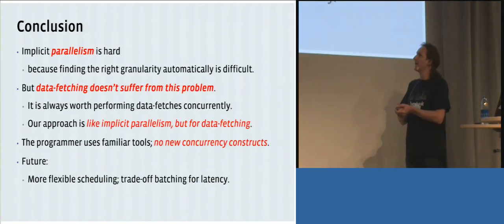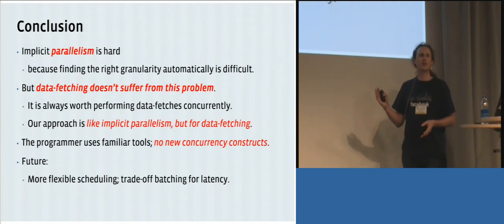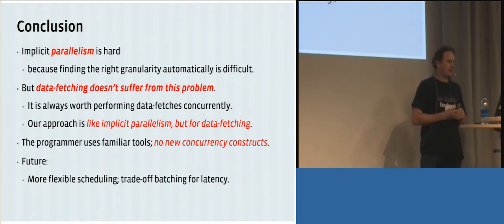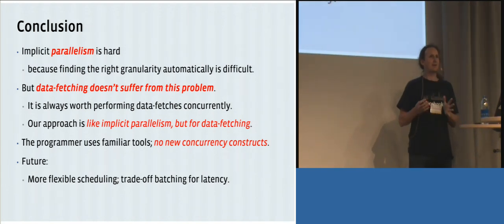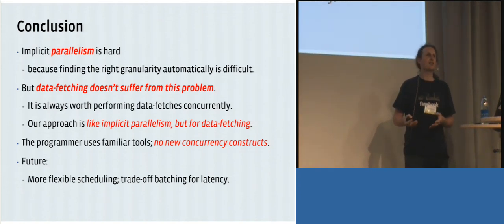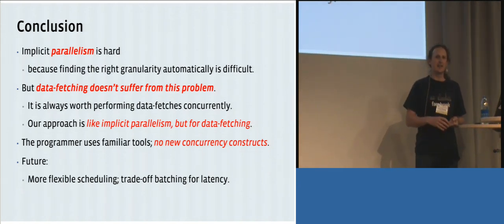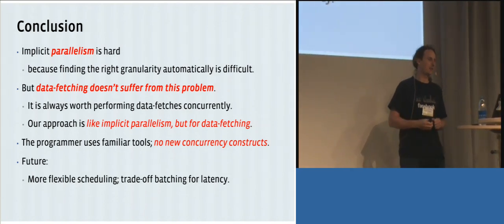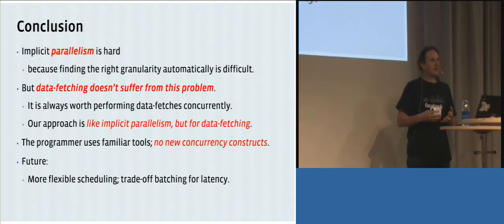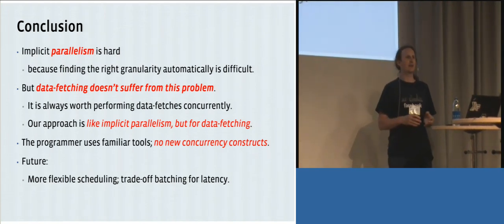So just to conclude, I'd like to compare what we've done to implicit parallelism. The problem with implicit parallelism is that it's hard to find the right kind of granularity if you're trying to exploit all the parallelism that's inherent in functional programming. But data fetching doesn't really suffer from that problem.